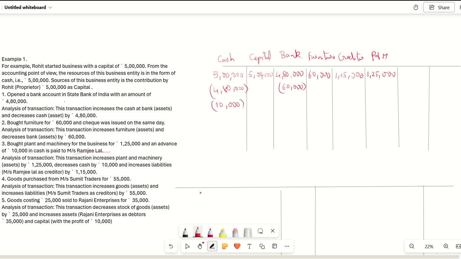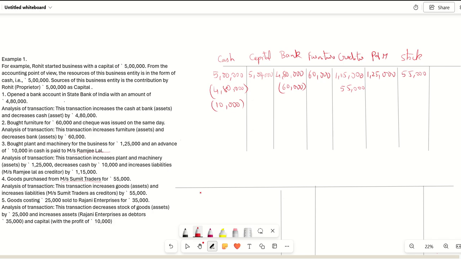Now next. Goods purchased from Sumit Traders for 55,000. So again, if you see here, the name is mentioned. It is a credit purchase. So there is no cash factor involved in this. So stock of 55,000 is increased, and as they are making a credit purchase, the creditor will increase by 55,000. So in this transaction there is an increase in liability and an increase in asset. Again there is a balance.